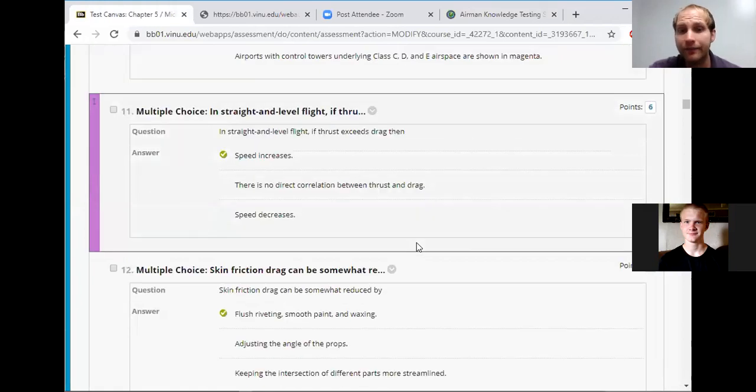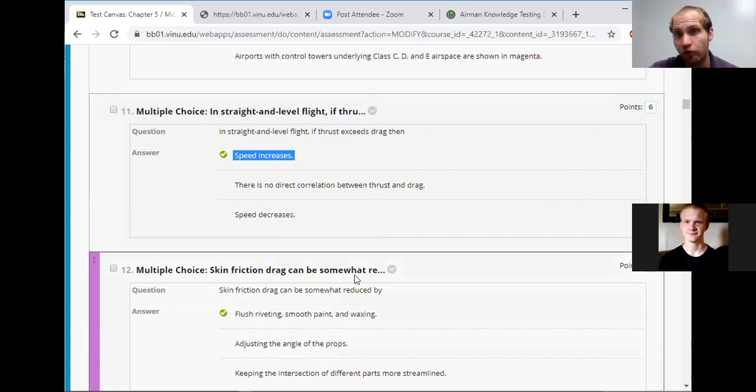Here comes an aerodynamics question. In straight and level flight, if thrust exceeds drag, then speed increases. Remember your four forces: lift, weight, thrust, and drag. In steady state, unaccelerated equilibrium, the opposing forces are equal. They are balanced. Well, in this example, we have straight and level, but wait a minute, we are not unaccelerated. Thrust exceeds drag, so we are accelerating. We are speeding up. So that's answer choice A, the speed is increasing.